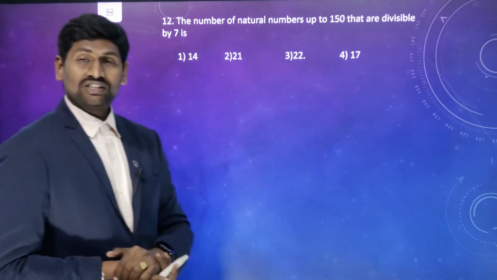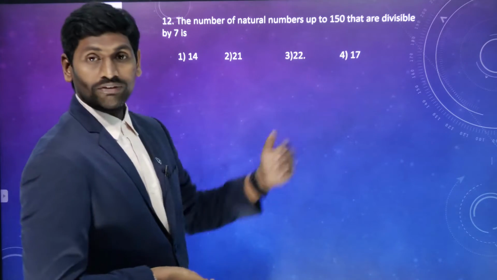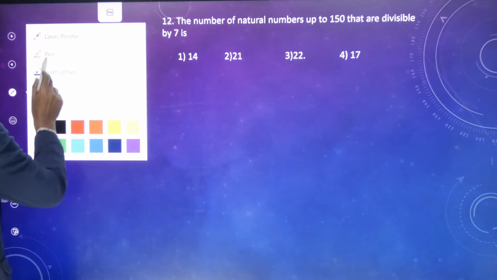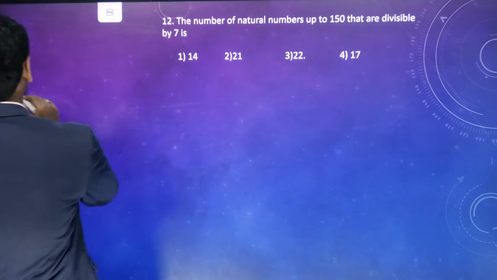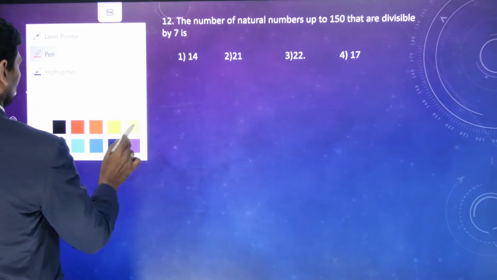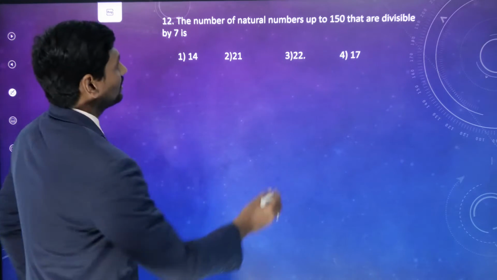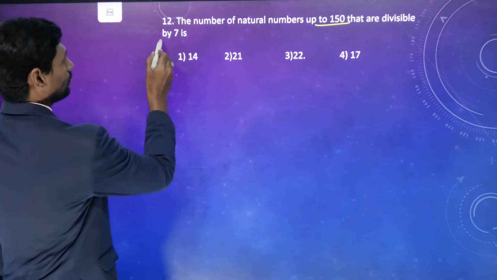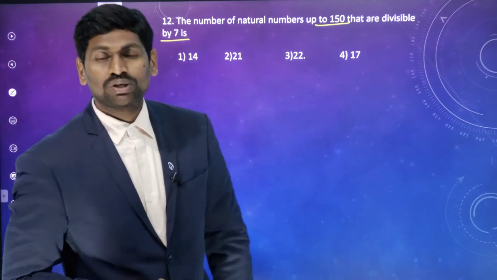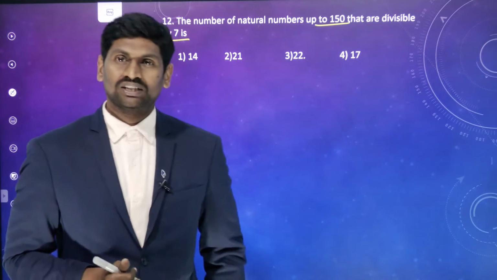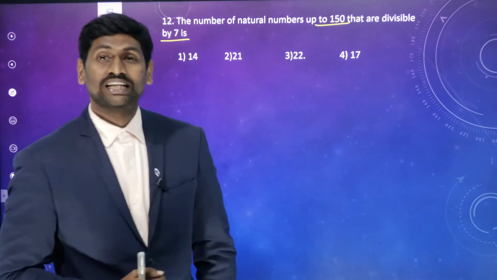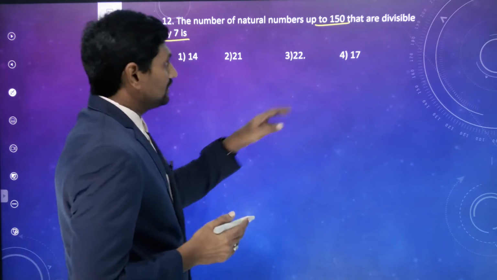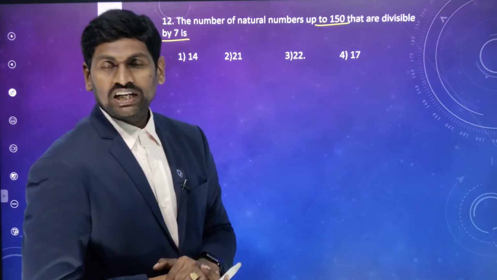The number of natural numbers up to 150 that are divisible by 7. Up to 150, numbers divisible by 7. Simply, the numbers which are divisible by 7 are nothing but the numbers which are coming in the table of 7. Now, 150 is a smaller number, we can identify easily.